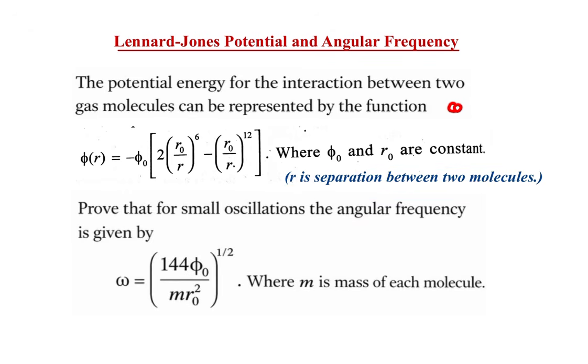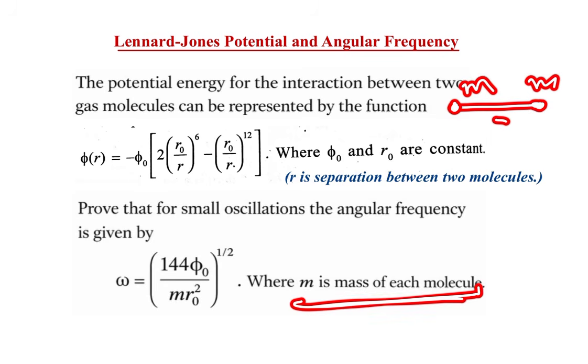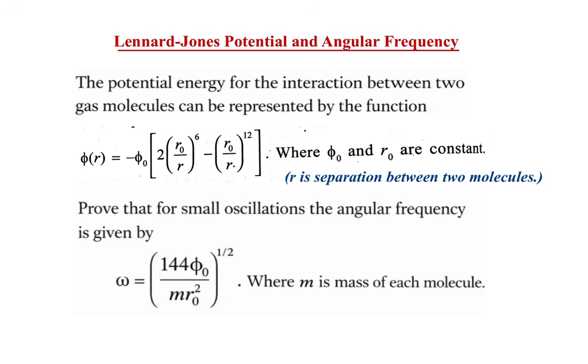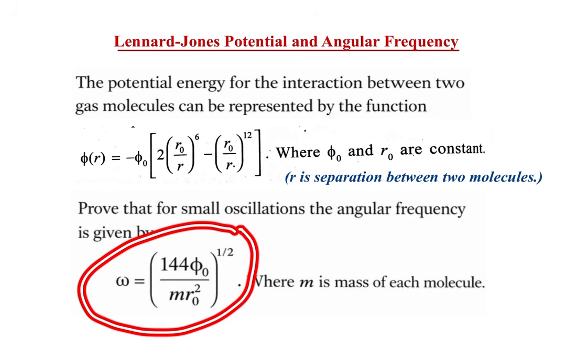So basically we have two molecules, each of mass m, and r is the separation. The potential energy function is given by this expression. We have to prove that for a small oscillation, the angular frequency is given by omega equal to (144 phi naught by m r naught square) to the power half.